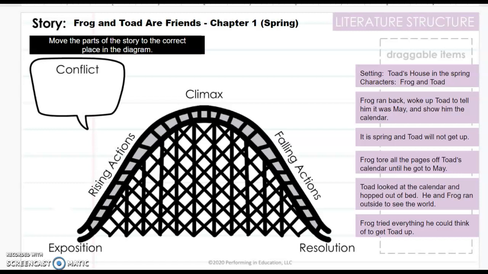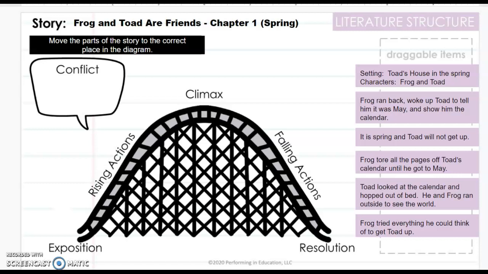"Toad, Toad, wake up! It is May now." "What?" said Toad. "Can it be May so soon?" "Yes," said Frog. "Look at your calendar." Toad looked at the calendar, and May was on top. "Ah, it is May," said Toad, and he climbed out of bed. Then he and Frog ran outside to see how the world was looking in the spring. The end.